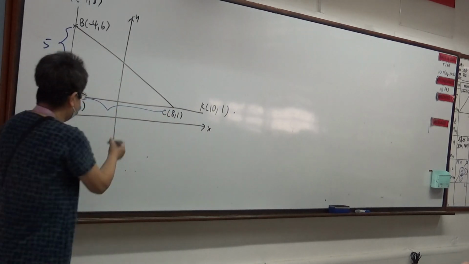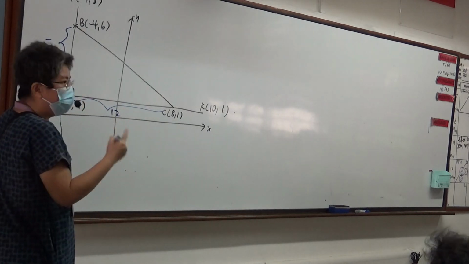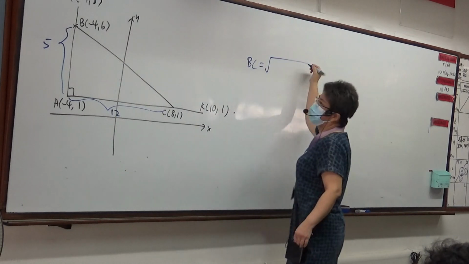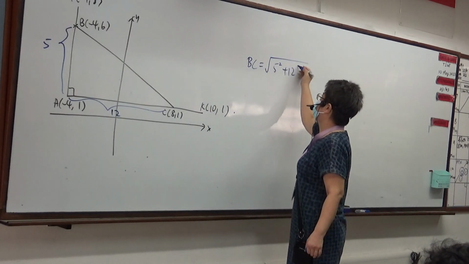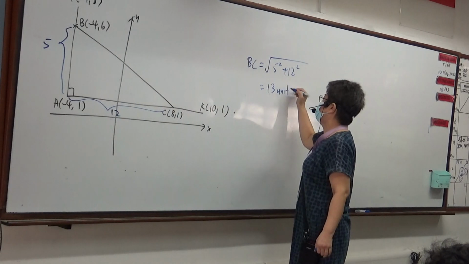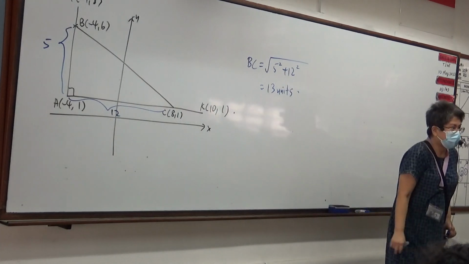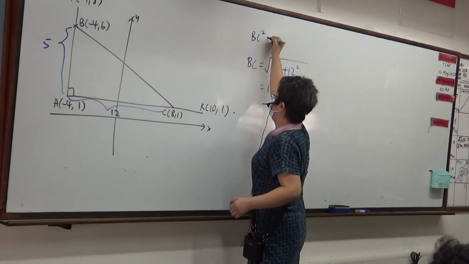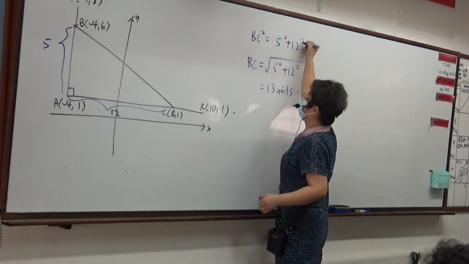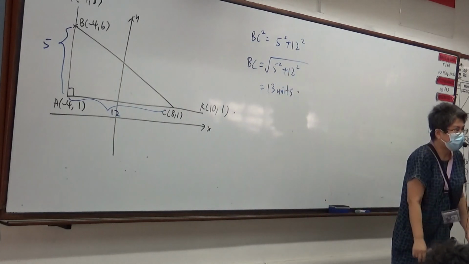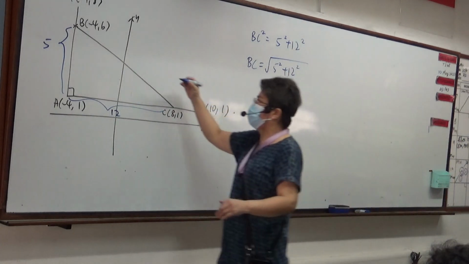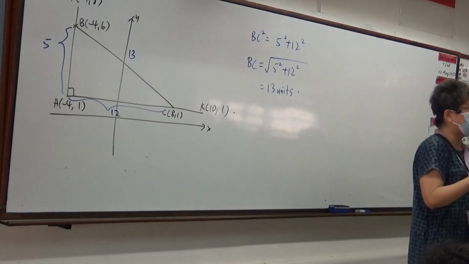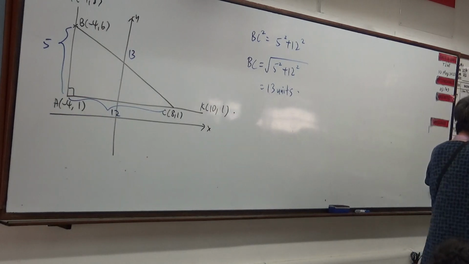12. If you use Pythagoras theorem, BC will be square root of 5 squared plus 12 squared. Straight away, this will be 13 units. Correct? By Pythagoras theorem. Now, if you cannot see this one, I'll write it. BC squared is equal to 5 squared plus 12 squared. Then you take the square root. Correct? 13. This one is 13. Are we okay? If you don't know this, then you cannot pass. Understand? Okay, now I'm going on to the next question.